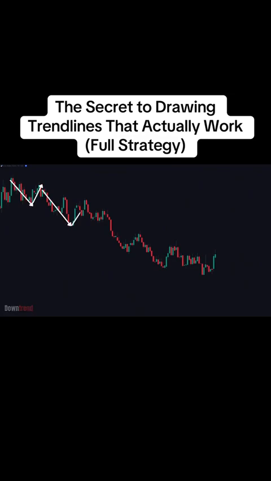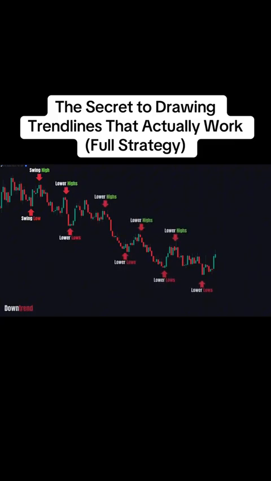Price moves in waves. It drops, then pulls back, then drops again. The lowest point before the pullback is called a swing low, and the highest point before the next drop starts is a swing high. In a strong downtrend, price keeps making lower highs and lower lows. To draw a trend line here, we connect the swing highs across the top. That line becomes a dynamic resistance, meaning price often gets pushed down when it touches it.